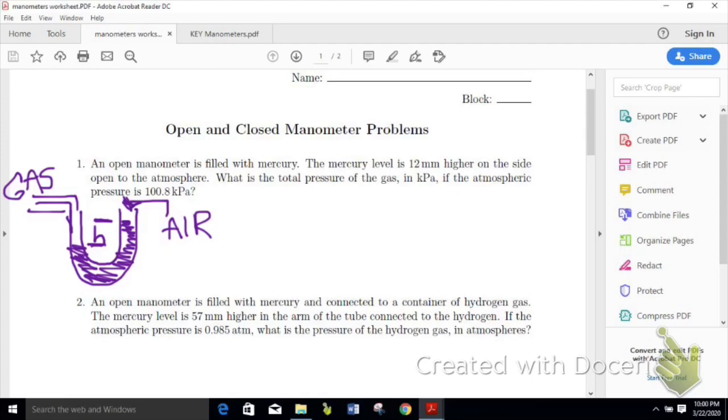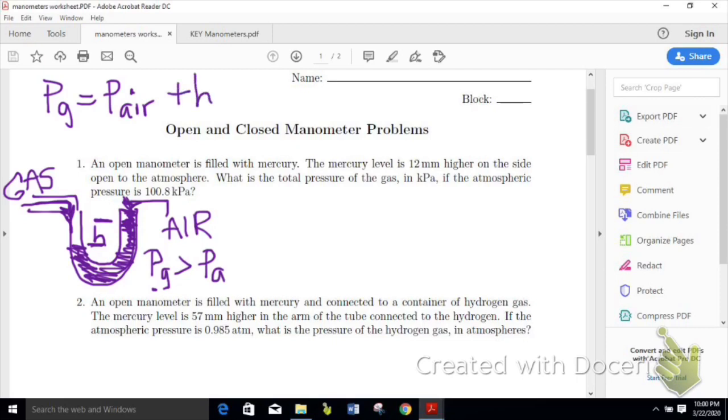What we need to decide is who's pressing harder, the air or the gas. If the mercury is going up higher on the side open to the air, it's because the gas has a higher pressure and is pushing the mercury up on this side. So the pressure of the gas is greater than the pressure of the air. Remember from yesterday's lesson, when we're finding manometer pressure, we always start with the pressure of the air and then decide whether we need to add or subtract that H value. Since we need a bigger number, gas is higher, so we're going to add H to it.